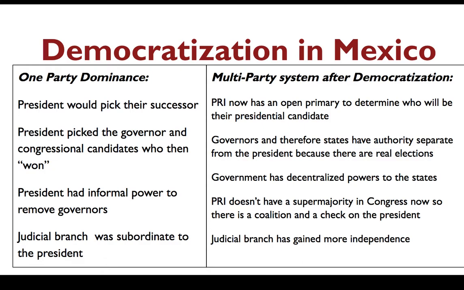Mexico is now functioning much more like a true federal system, whereas before it was more of a federal system in name only. The PRI does not have a supermajority in Congress, so now there's a coalition and an actual check on the president. The Congress and the president can actually have debate, actually disagree with each other, and the Congress can actually pass bills that the president might not like, okay? And now the judicial branch has been given more independence.